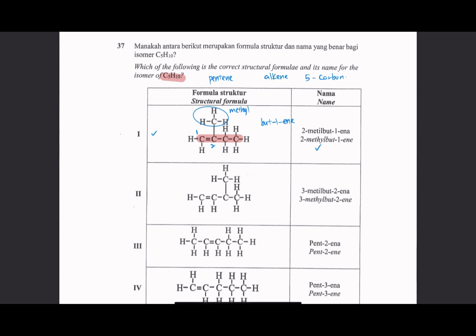So number 2, the longest carbon, 4. Double bond in first carbon. So this is incorrect. The double bond is in the first carbon, not the second carbon.